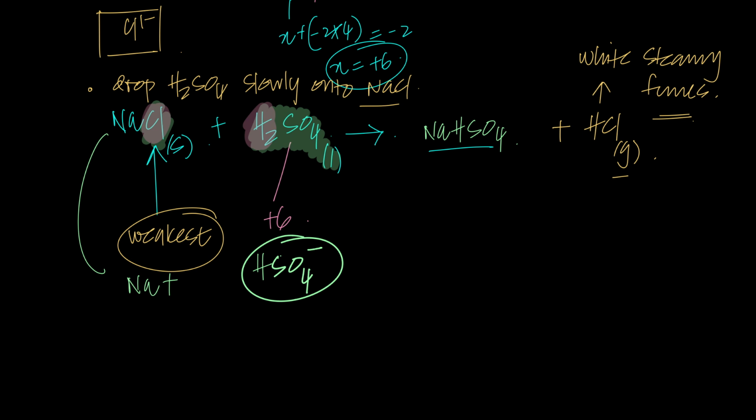Now, why was I telling you that Cl is the weakest reducing agent? What was the idea behind it? Can you tell me the oxidation number of sulfur right here in the HSO4 negative ion?